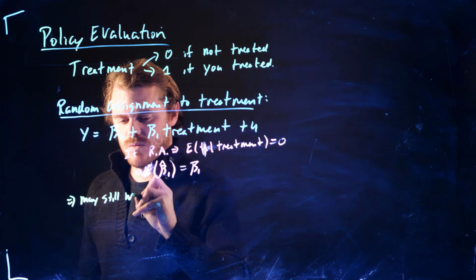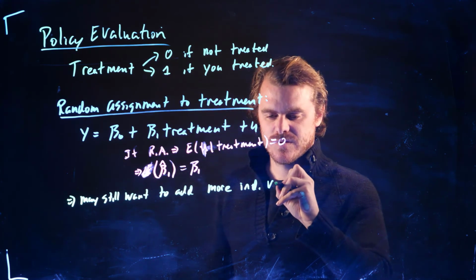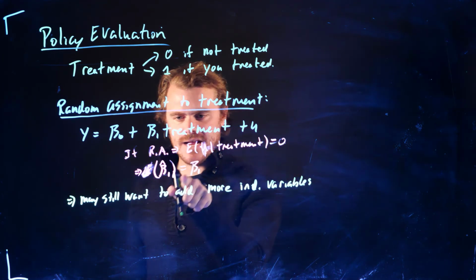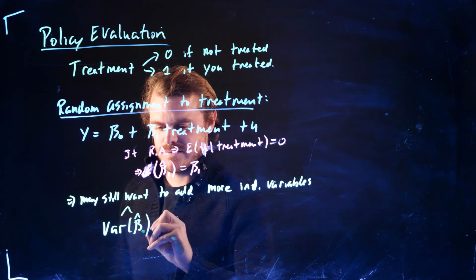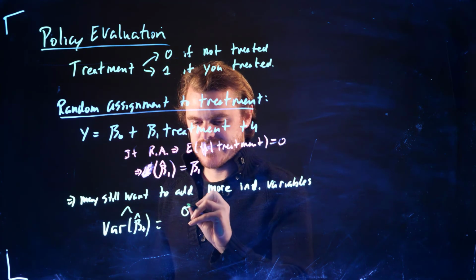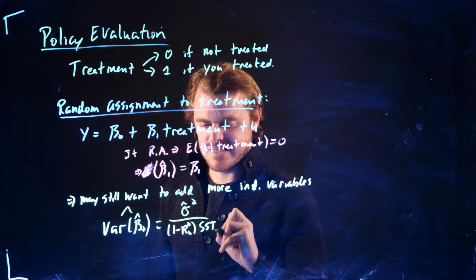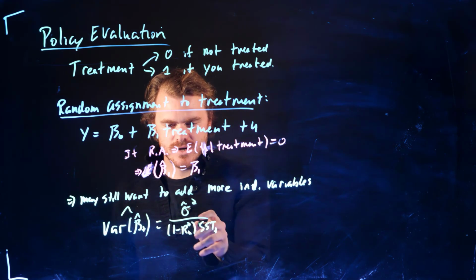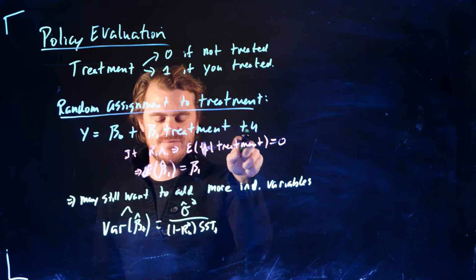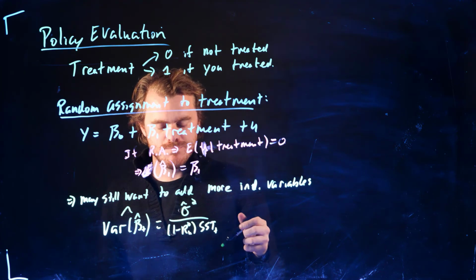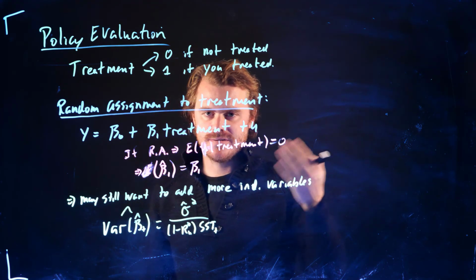We may still want to add more independent variables. Because even if you're getting an unbiased estimate, remember that the variance of beta hat for treatment equals sigma hat squared over 1 minus r squared u times SST of treatment. There should be no or really small amounts of correlation between our treatment variable and any other variables we add. So by adding more x's, we're not going to blow up the variance, because there's going to be some correlation maybe, but shouldn't be a lot.